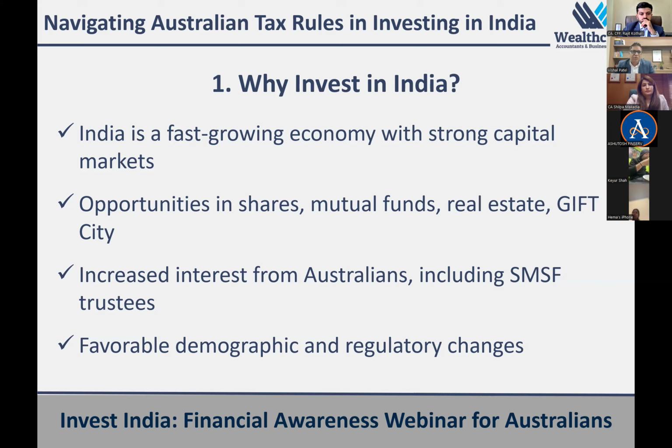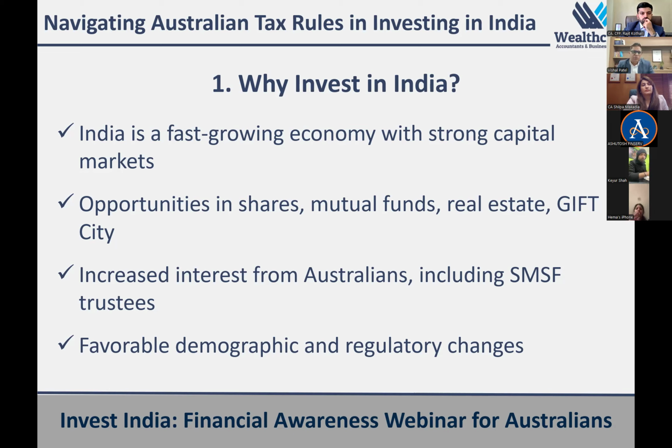Other reasons can be increased interest from Australians. When we talk about Indian Australians, we are now about 1 million in numbers, right? People who are born in India or people who are of Indian origin and living in Australia. That number is now close to 1 million people living in Australia.